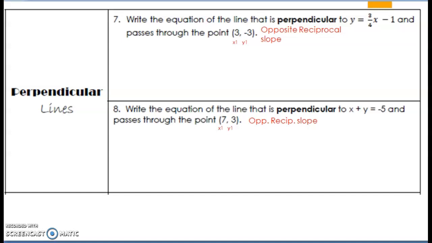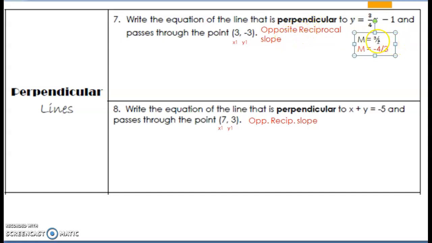Alrighty, to finish up, so we did parallel lines, now let's look at perpendicular. Write the equation of the line that is perpendicular to y equals 3/4 x minus 1. So that equation is already solved for y. When I'm looking at that equation, I know that the slope of that one is 3/4. If I want a perpendicular line, I want the opposite reciprocal slope.